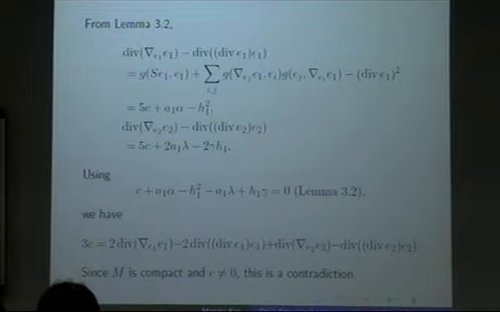Then we suppose that M is compact. Then from this equation, we see that this is a contradiction. Taking the integral, the right-hand side vanishes, and the left-hand side doesn't vanish.